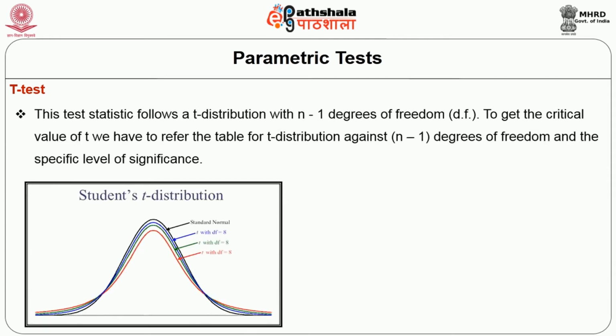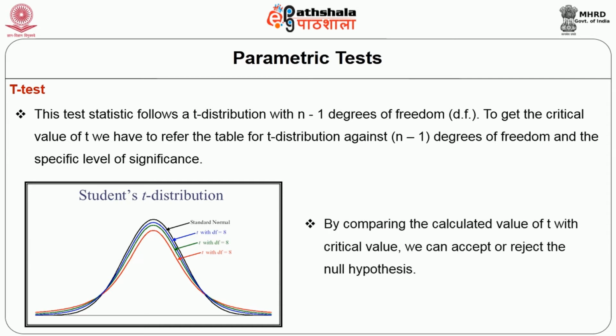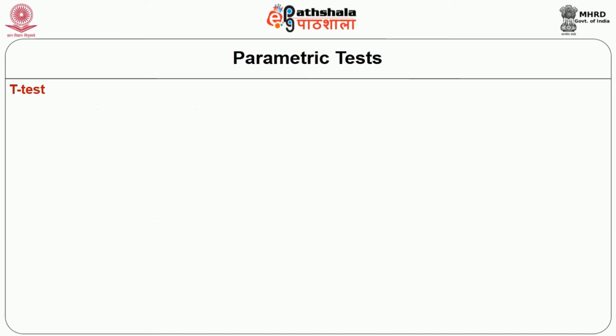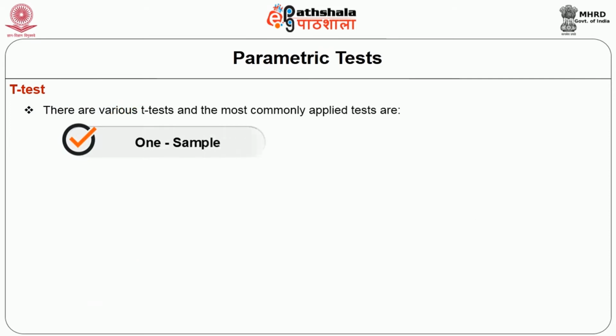This test statistic follows a t-distribution with n-1 degrees of freedom. To get the critical value of t, we have to refer to the table value for t-distribution against n-1 degrees of freedom and the specific level of significance. By comparing the calculated value of t with the critical value, we can accept or reject the null hypothesis. There are various t-tests, and the most commonly applied tests are the one sample and paired sample t-test.